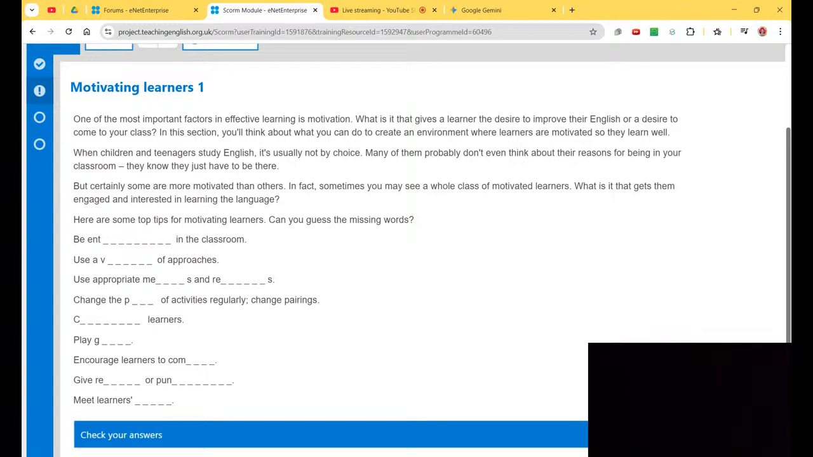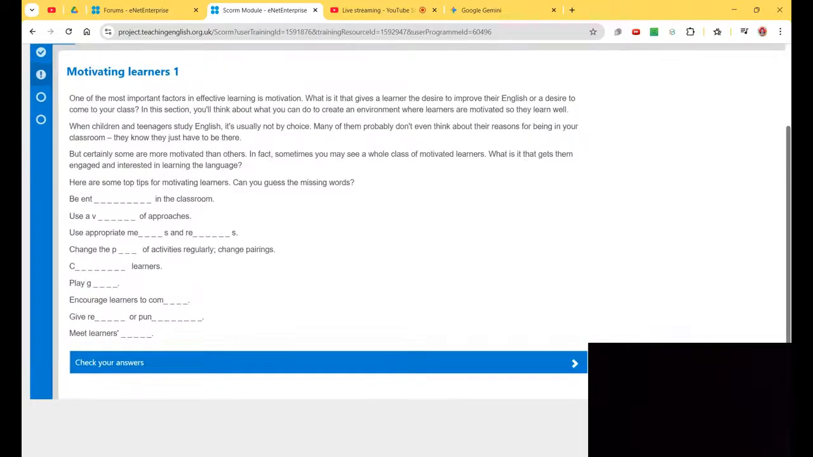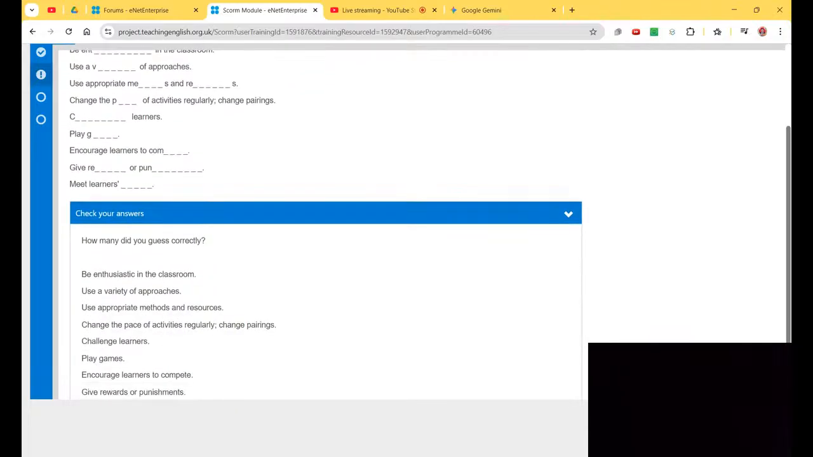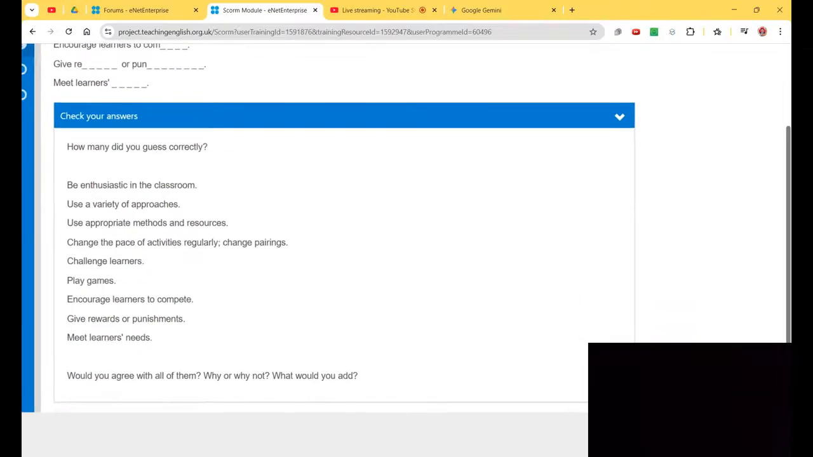Here are some top tips for motivating learners. Can you guess the missing words? Be enthusiastic in the classroom. Use a variety of approaches. Use appropriate methods and resources.